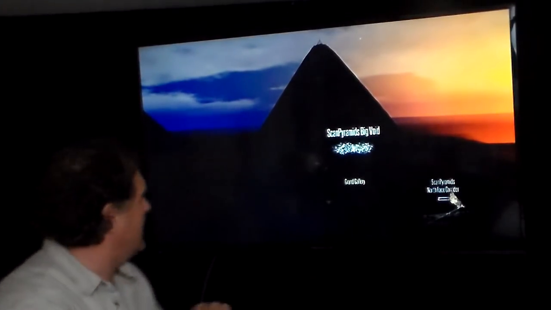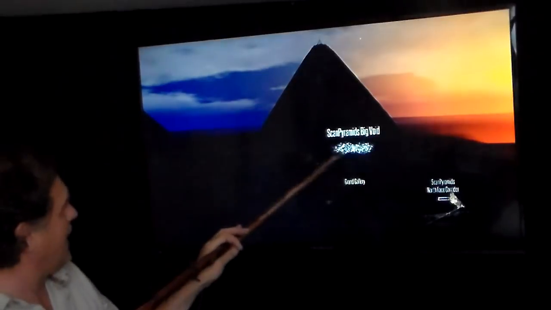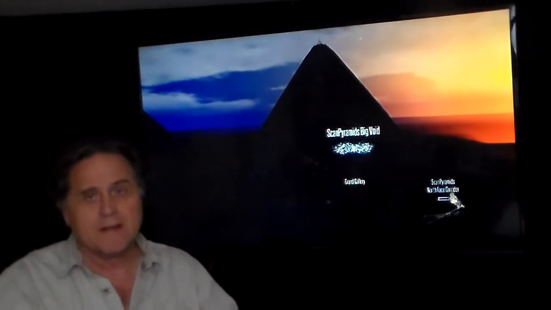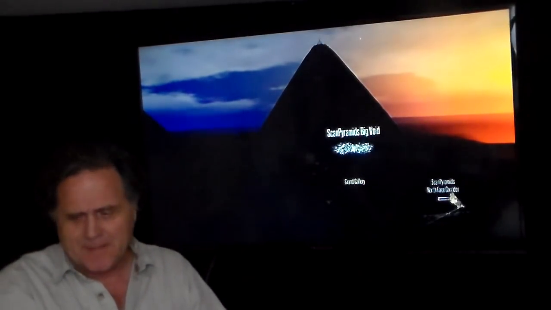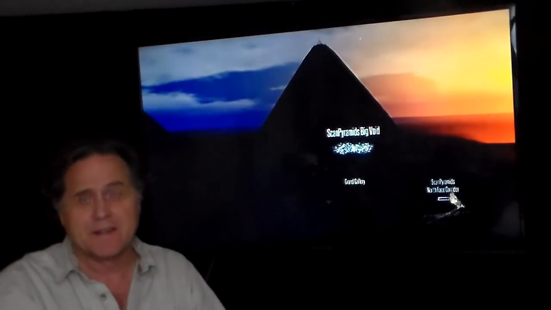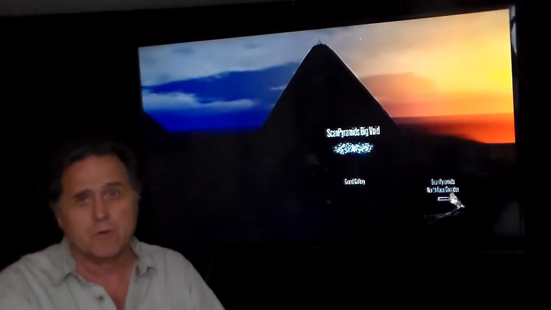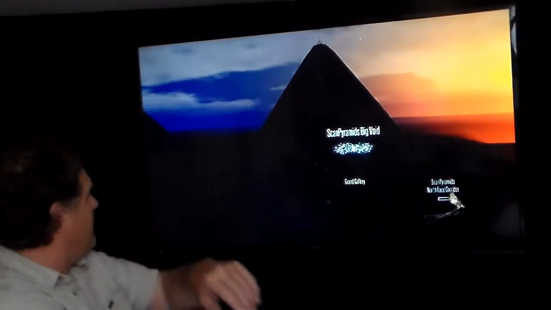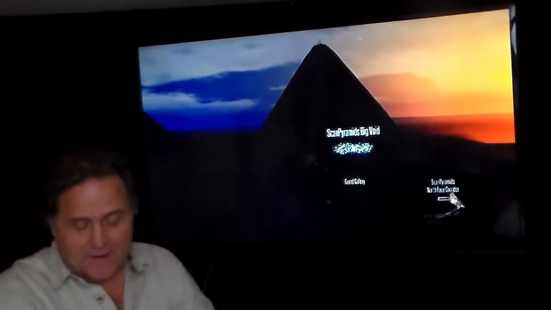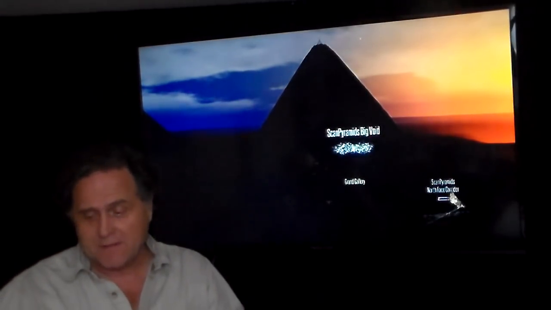Anyways, here's the cluster they found. It's above the Grand Gallery. I'm not going to brighten this picture up because a lot of the other pictures are just going to come in lousy, so I'm going to fool around with this. But anyways, it's the Great Pyramid of Giza. They got a cluster. They found something above the Grand Gallery.